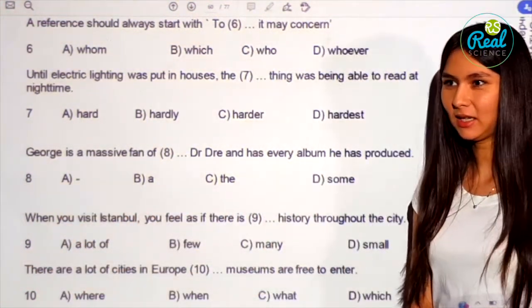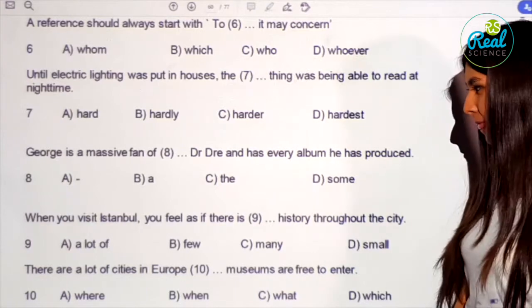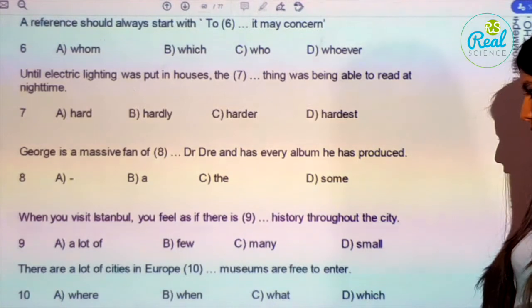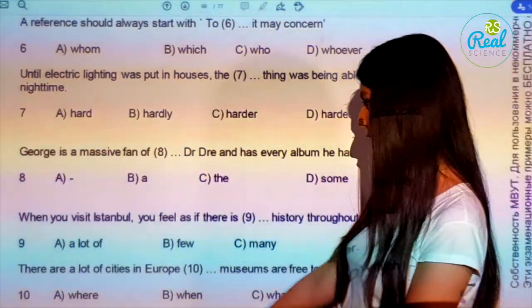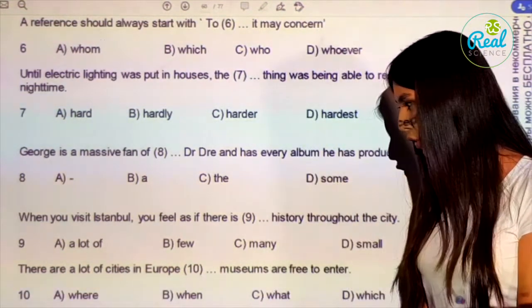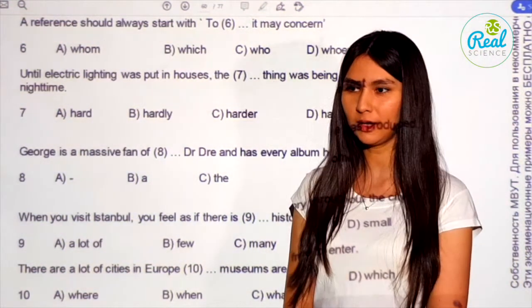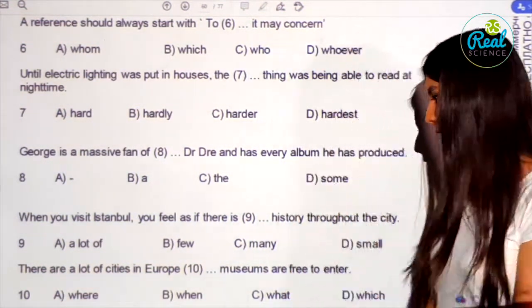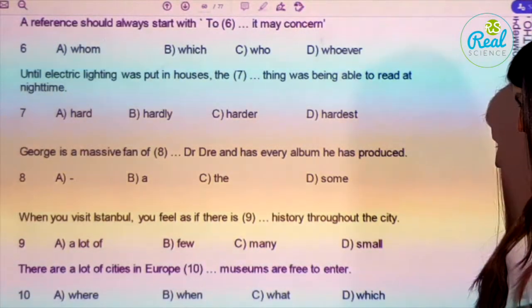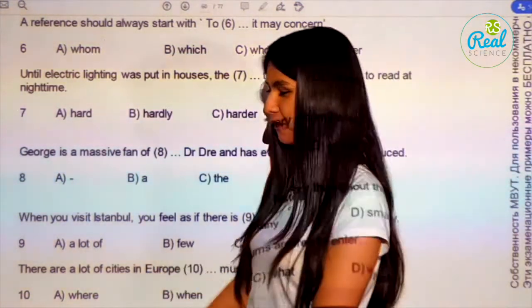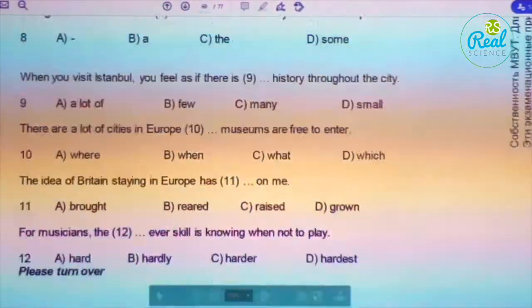9. Can I? Yes, Camila. When you visit Istanbul, there is a lot of history throughout the city. Good job. So next one, 10. Can I read the 10? Yes. There are a lot of cities in Europe where museums are free to enter. Good job, guys. Nice.